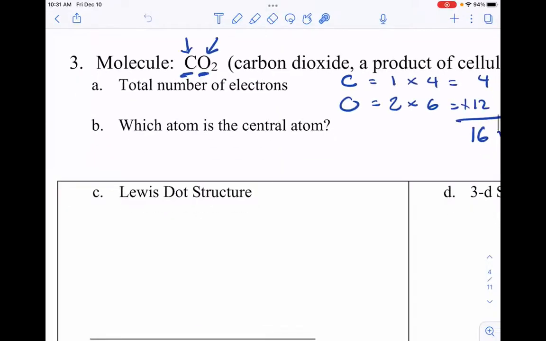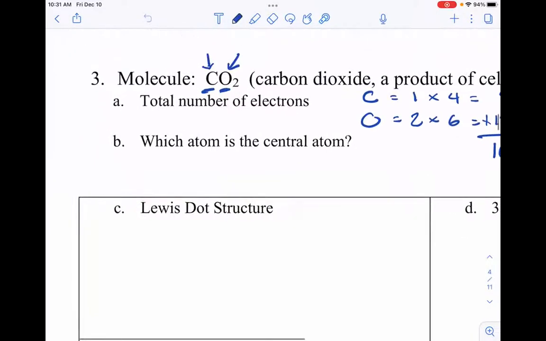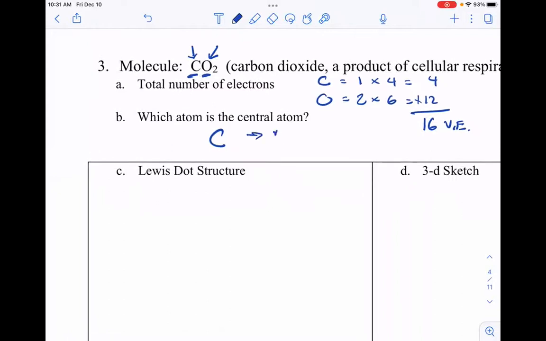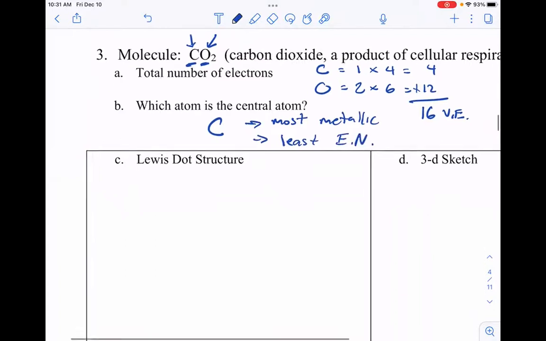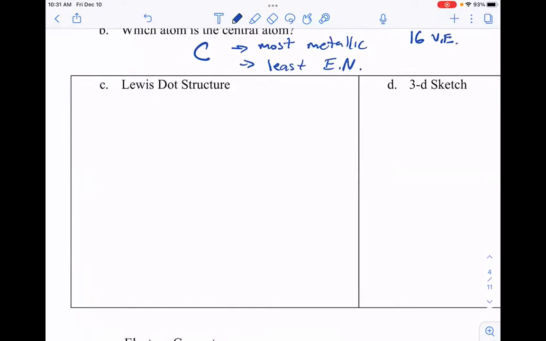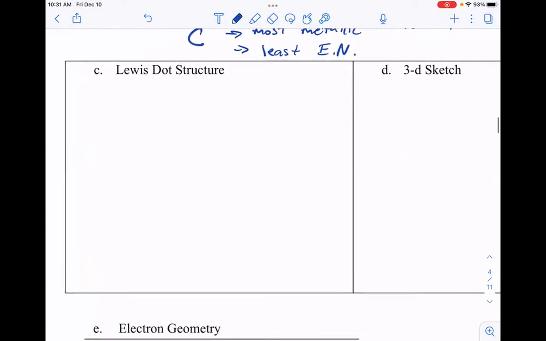All right. So now that we determined that carbon is our central atom because it's the most metallic and least electronegative, we're going to go ahead and draw the Lewis dot structure. So we have carbon in the middle, and then we're going to surround it with oxygen.